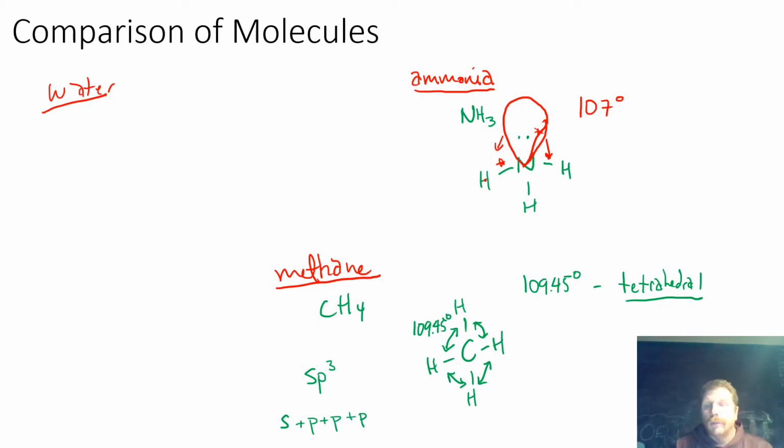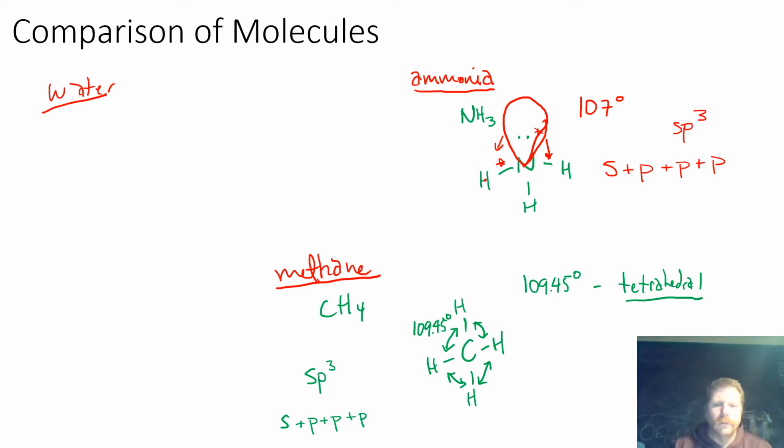Now, the hybridization of this: one way you can think about hybridization is the number of things that are surrounding the central atom. I'm sorry, we have four things surrounding it. We have a lone pair of electrons and 3 hydrogen atoms. So this is S plus P plus P plus P. This is also sp3 hybridized.